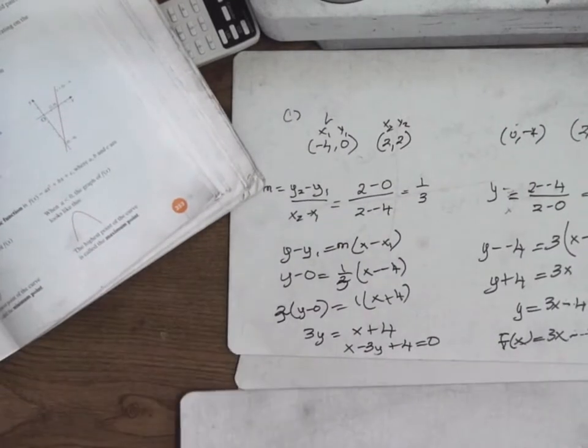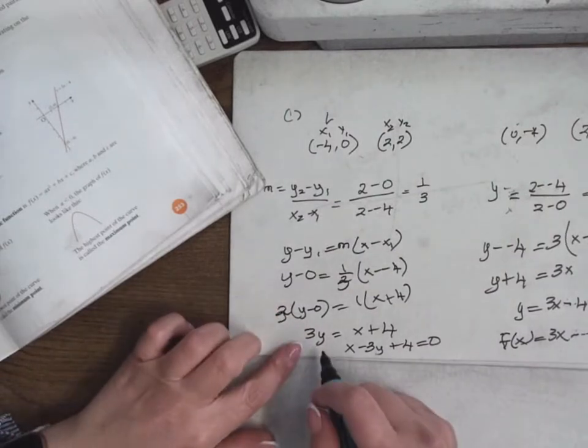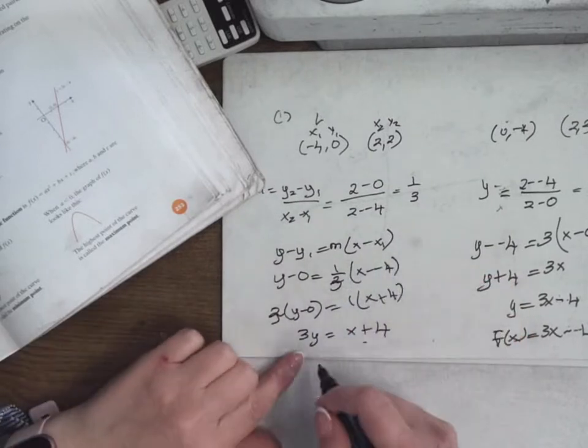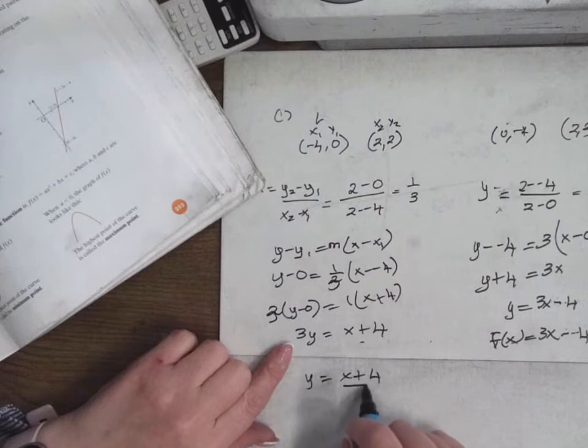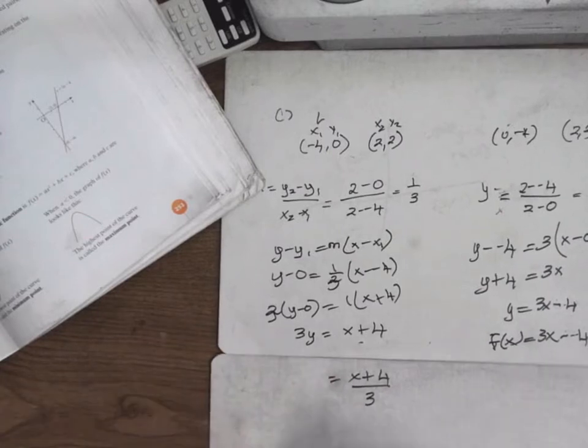This one, I'm going to rearrange so it's got y equals as well. Here I had 3y equals x plus 4, so y equals x plus 4 all over 3. Yeah? The reason I'm doing that is because I can replace y with f of x.